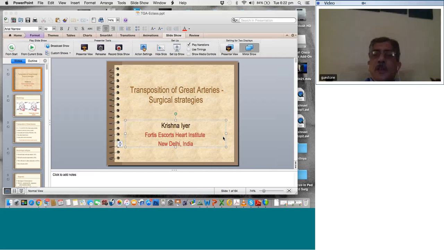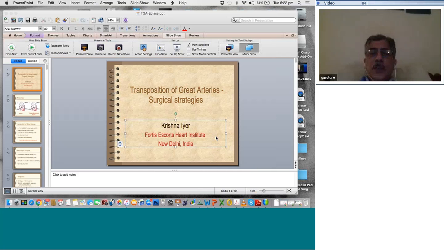The question was about TGA IVS with non-resectable LVOTO. Now that's an interesting question, because TGA IVS with non-resectable LVOTO is a difficult situation. In this situation, you are forced to leave the right ventricle as a systemic ventricle. So the options are that one can do an atrial switch, a Senning procedure, and then put a conduit from the left ventricle to the pulmonary artery.